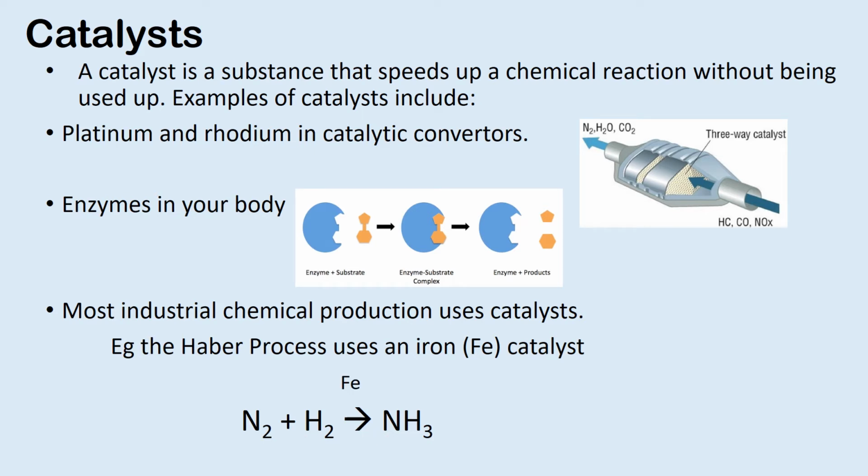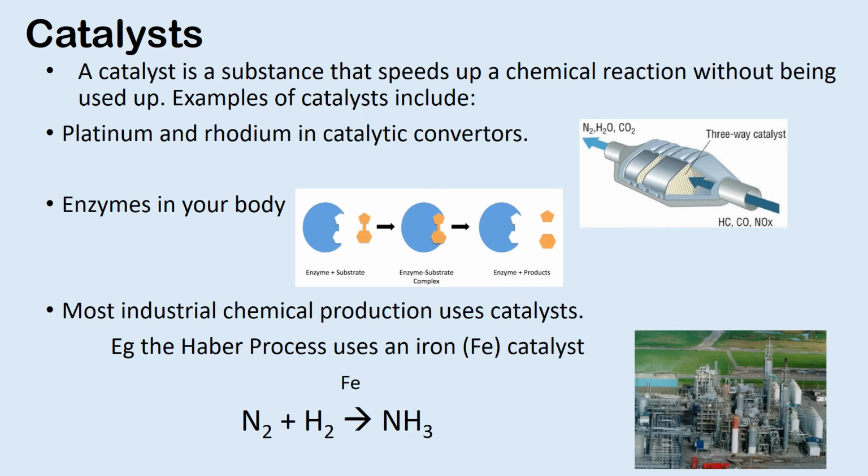Anyhow, you'll notice that iron, there it is, Fe, it's not actually written as part of the overall equation. Sometimes you won't see it written at all, or sometimes it'll be above the arrow. Basically, because you can use it again and again and again, it's not going to get used up. You don't include it as part of your reactants or products. And there's an ammonia production factory just there.